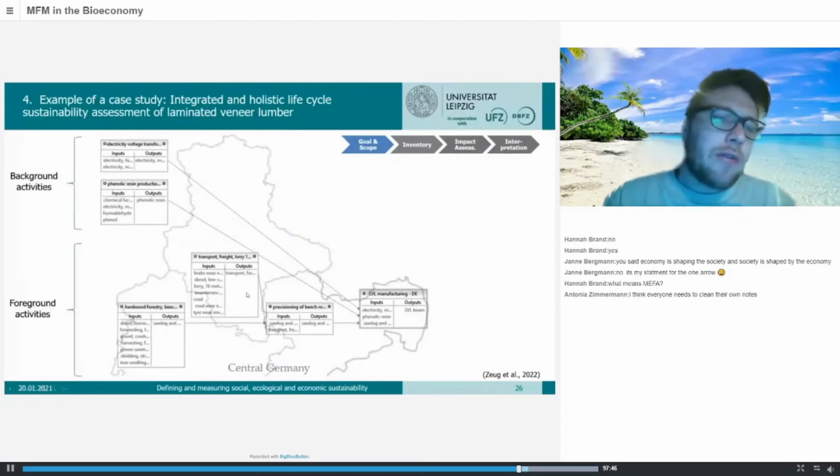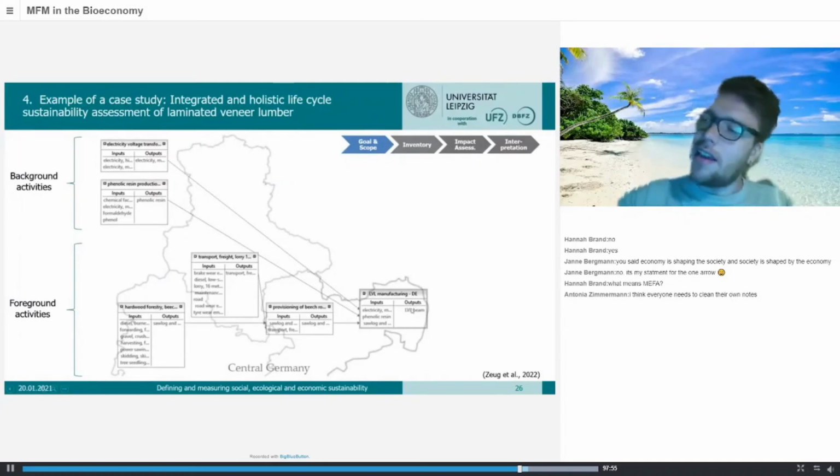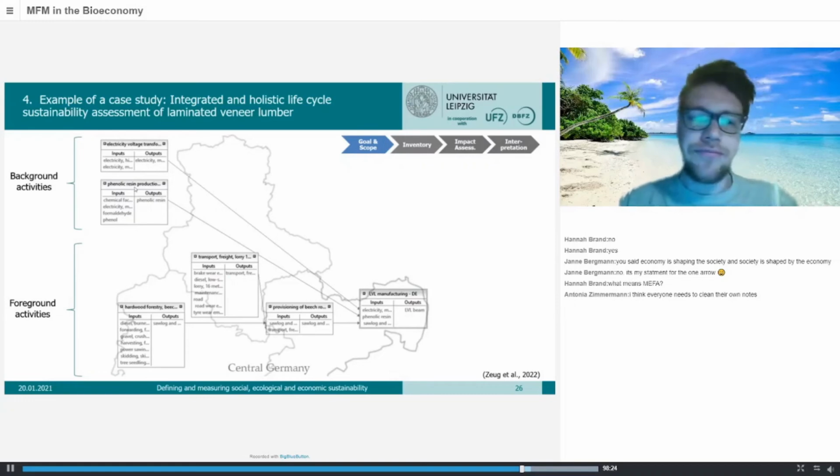So here we have our foreground and our background activities. Foreground activities are exactly those activities which take place in our specific region and which are mainly going into our functional unit, into our product we want to assess. But of course, we also have background activities like the electricity production or the production of chemicals. In this case, we need phenolic resin as a glue for gluing together those veneer sheets. So we have a background and a foreground system here.